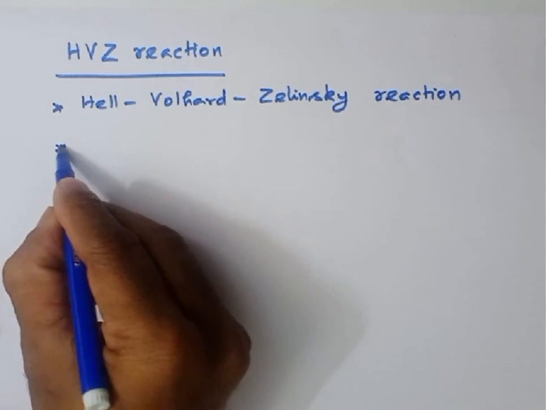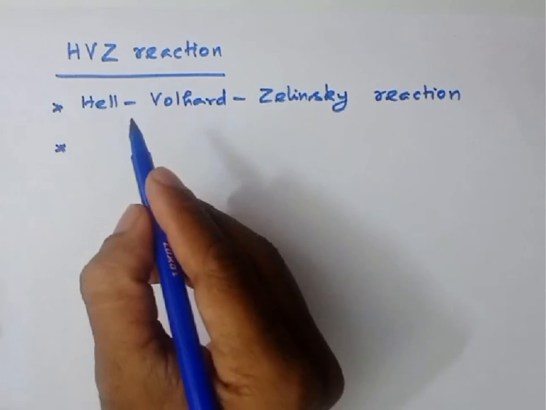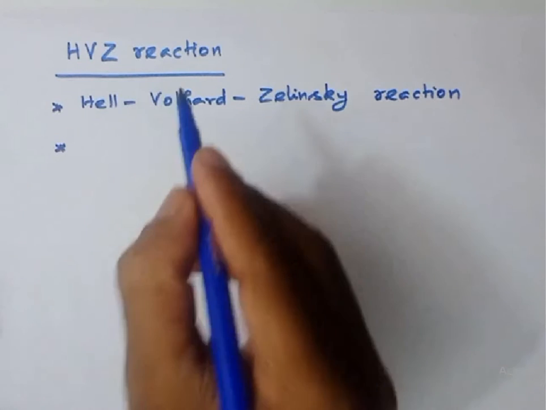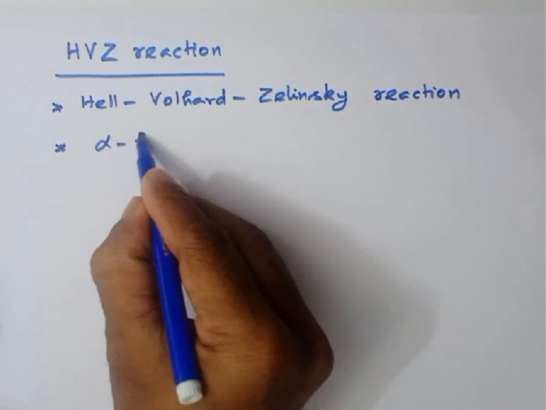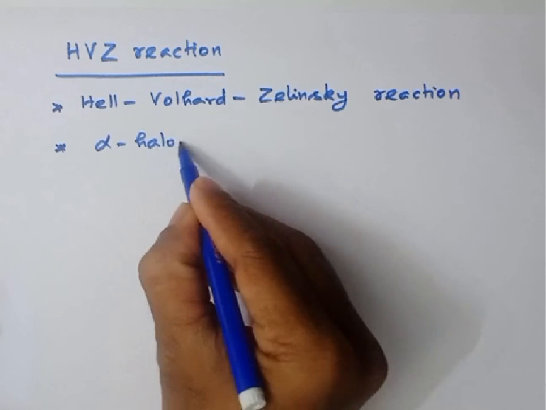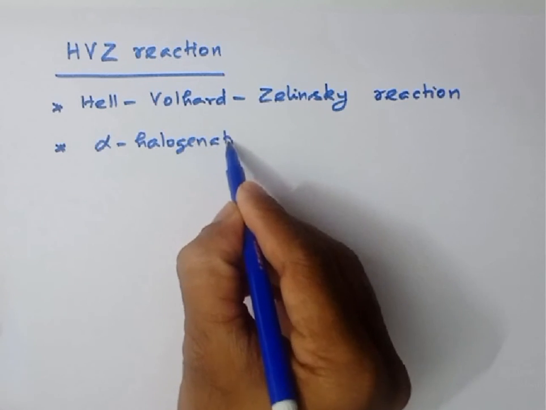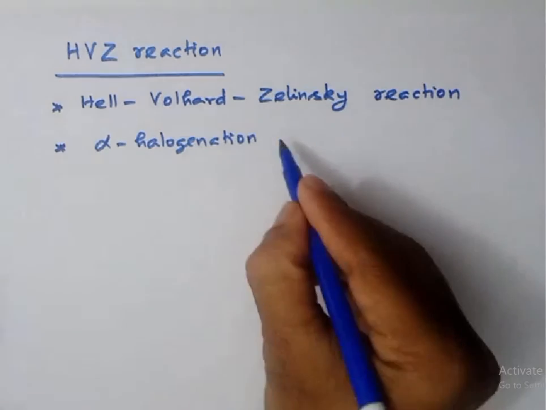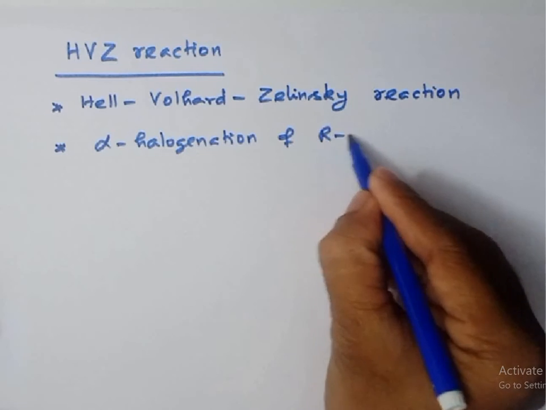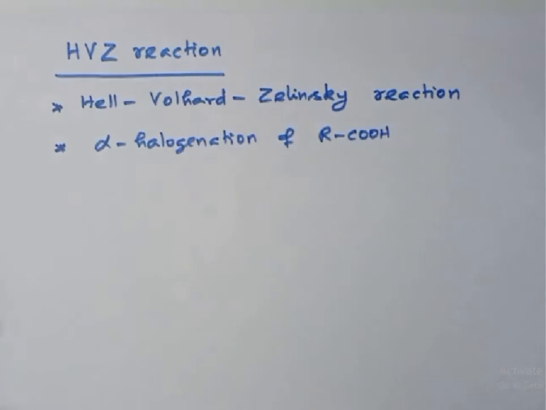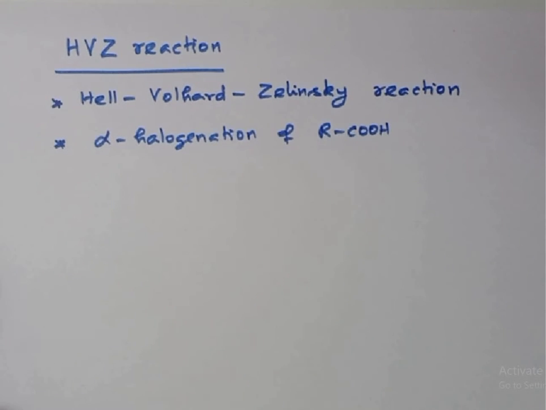Students, what is the use? This reaction will carry out halogenation at the alpha carbon. So it's a reaction called alpha halogenation. We call this reaction alpha halogenation of carboxylic acid.